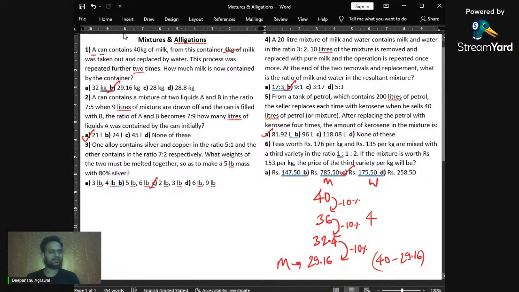Question number two. A can contains a mixture of liquids A and B in the ratio 7 is to 5. So there's a ratio of A and B in the first can as 7 is to 5.